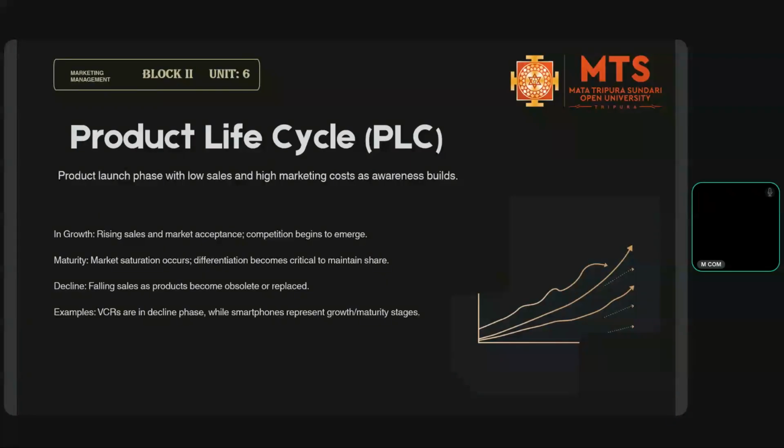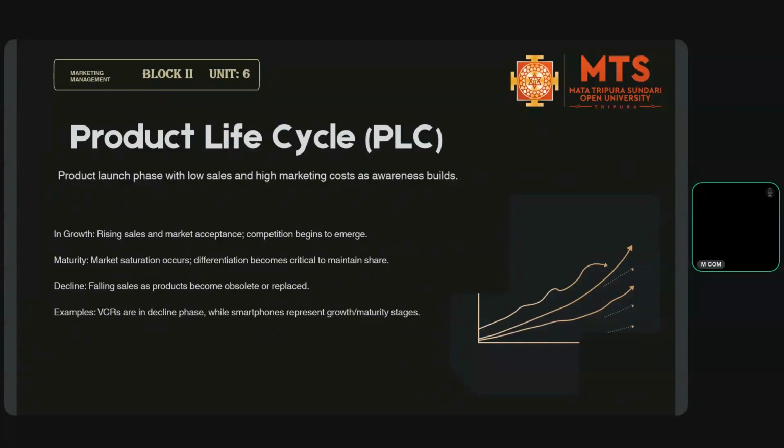The product life cycle is the phases with low sales to high sales and a high marketing cost to a low marketing cost, where high marketing cost is due to market awareness building and low cost is due to the already aware customer. Product life cycle has three stages, that is growth, maturity, and decline.